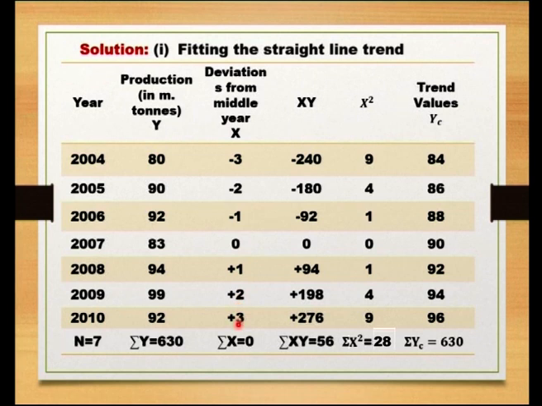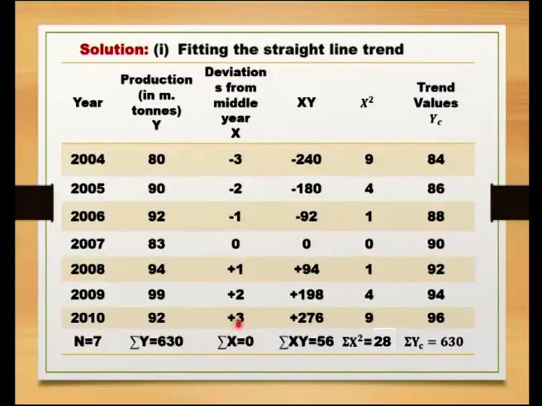Now, you just add; summation x is 0, and it is very easy to calculate a by just calculating summation y divided by n. Summation xy is multiplying x and y: 80 into 3 minus 240, 90 into 2 minus 180, minus 92, 0, 94, 198, 92 into 3 is 276. So when you add, summation xy is equal to 56. Then we calculate x square, because summation x square is also required. Summation x square is 9, 4, 1, 0, 1, 4, 9.